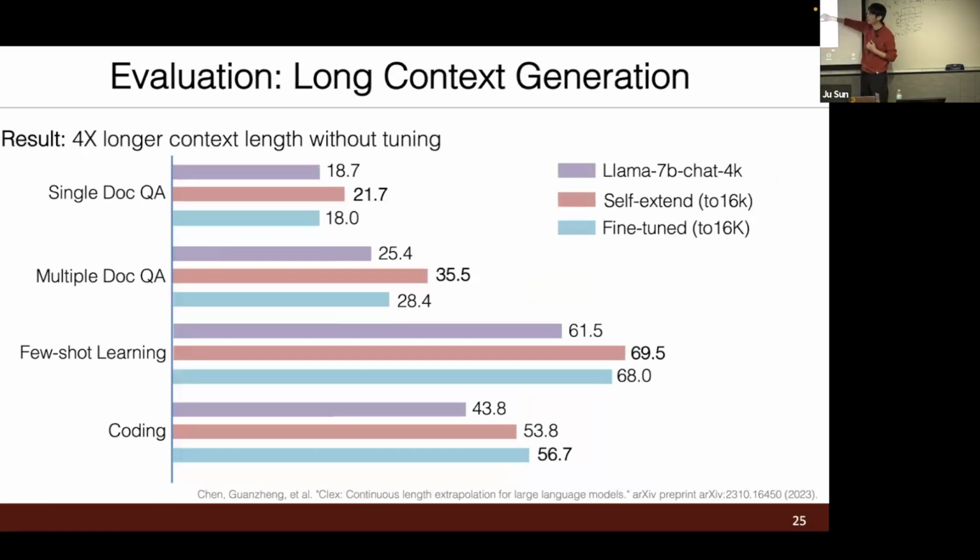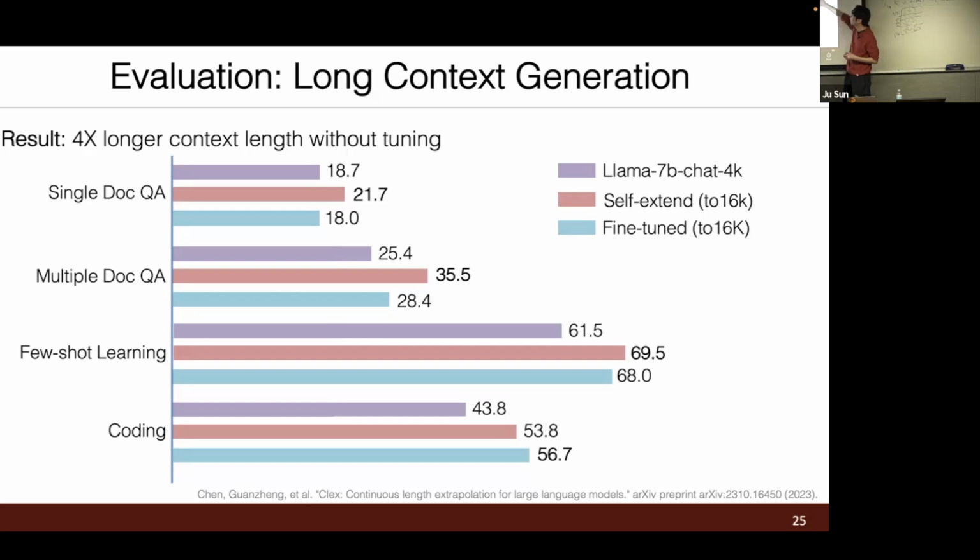So here is the commonly used long context benchmark dataset. They are all from a benchmark called LongBench. So we cover the scenarios of single document QA, multi-document QA, few-shot learning, and coding, which are all typical long context scenarios. And here the model we use is Llama 2 7 billion chat, 4,000. 4,000 refers to the original context. Self-extend is our method. We use it to enlarge the context length by 4 times. And this other method is called, if I remember correctly, CLEX. So it is fine-tuning the model on newly collected data to enlarge the context length.